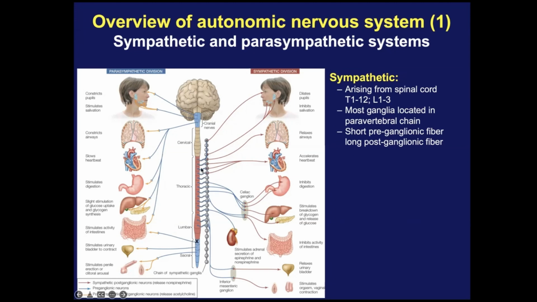These fibers reach this structure called ganglia. And in the ganglia, they connect with a second neuron, as shown by the red color. And the fibers of the second neuron reach the target organs in this system. We can see that in the sympathetic system, the first neuron, which is called the preganglionic fiber, is shorter, but the second neuron, the postganglionic fiber, is longer in this system.